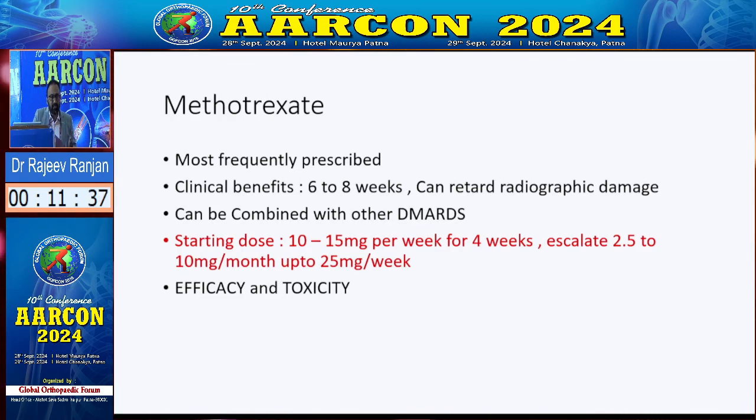The beginning dose is always 10 to 15 milligrams, and we gradually escalate after 4 weeks, every 2.5 milligrams. After 4 weeks we increase it slowly from 12.5 to 15 to 20. We can go up to 25 milligrams. While adjusting the dose of methotrexate, we need to look at the efficacy as well as the toxicity of this drug.